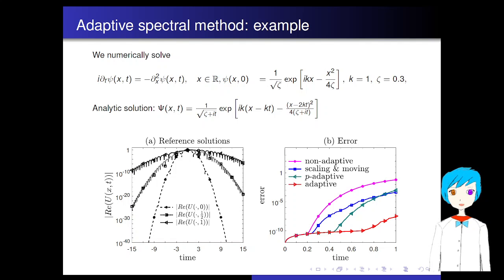As a practical example, we numerically solve this Schrödinger equation. We can see that the function is moving rightward as time evolves. Furthermore, it is becoming more and more diffusive and decays more and more slowly at infinity. Finally, it is becoming more and more oscillatory as time evolves. Therefore, we need to apply all three adaptive techniques. We can see that if we apply all three adaptive techniques, the error can be maintained small. If we fail to apply any of the three adaptive techniques, then the error is becoming larger and larger.